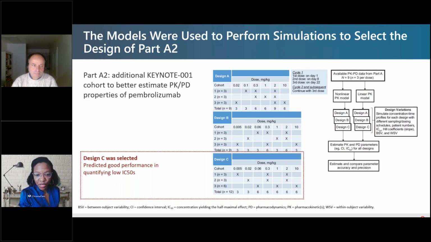Because the PK/PD models had a large degree of uncertainty, the simulation scenarios accounted for possible alternative PK/PD properties to those estimated in the models, including unlikely cases, just to cover all bases. All told, there were 20 different scenarios of PK/PD properties applied to these 3 candidate study designs. Based on the simulation results, design C was selected and used as the design for part A2. If you can go to the next slide, please.